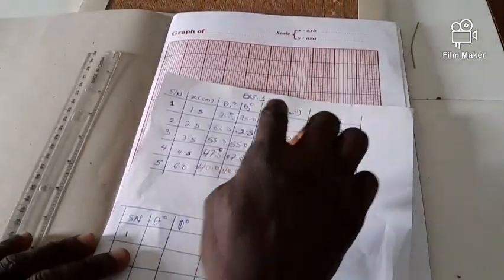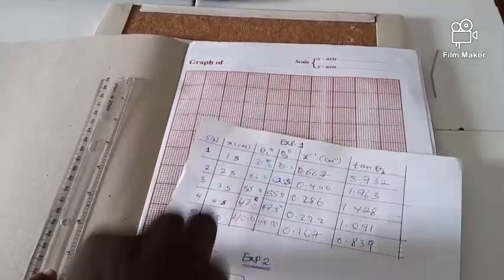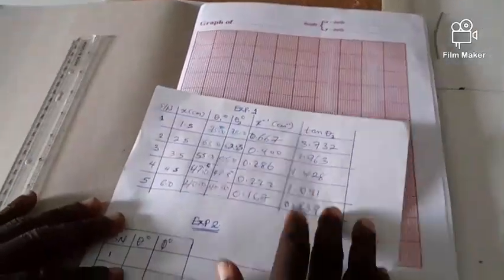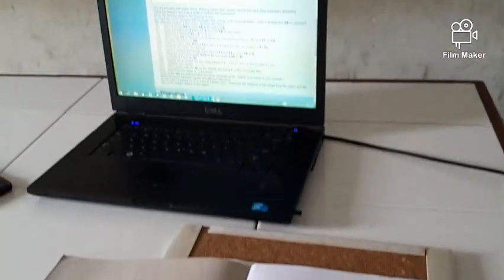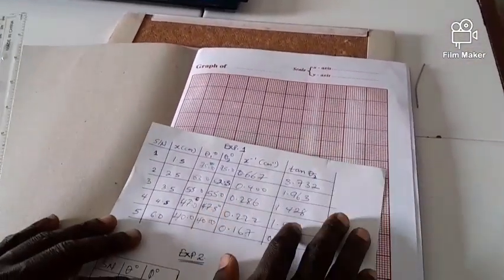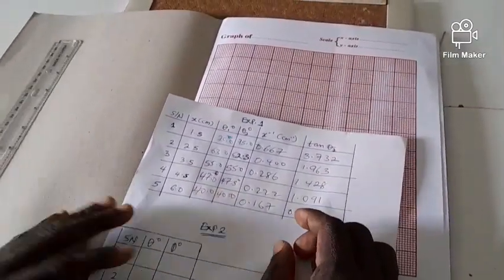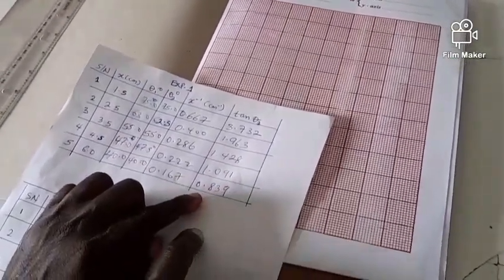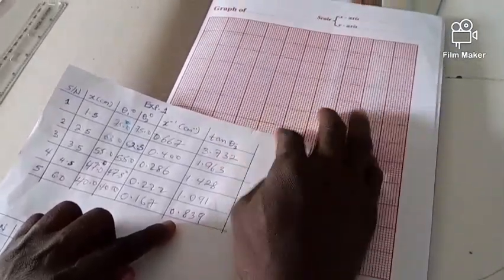Okay, so we have to plot the graph of tan theta 2 on the vertical axis and S inverse on the horizontal axis. You have to be very careful. We are not asked to start it from the origin, so we just plot the graph any which way we want and we get an appropriate scale. So let's look at this. The least value here is 0.839, so I'll take that to 0, and the highest value is 3.732, so I'll take that to 4.